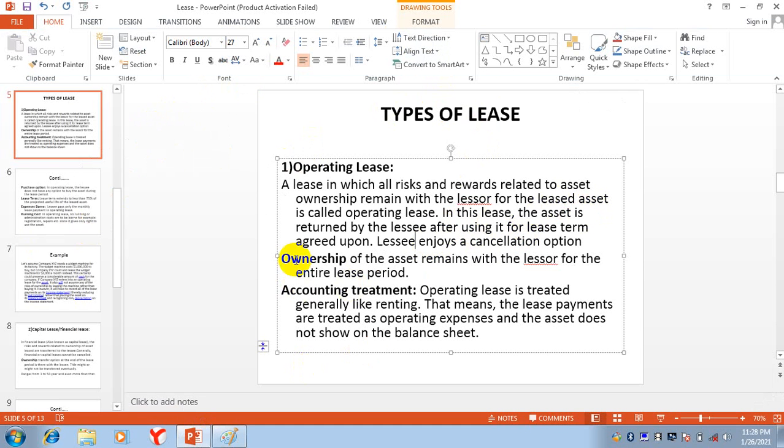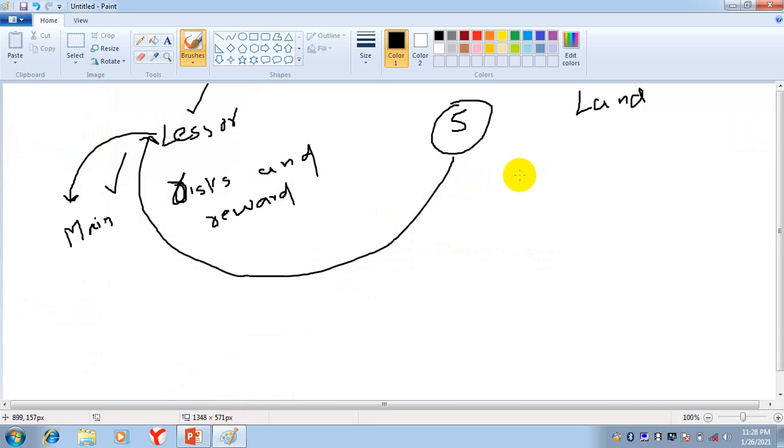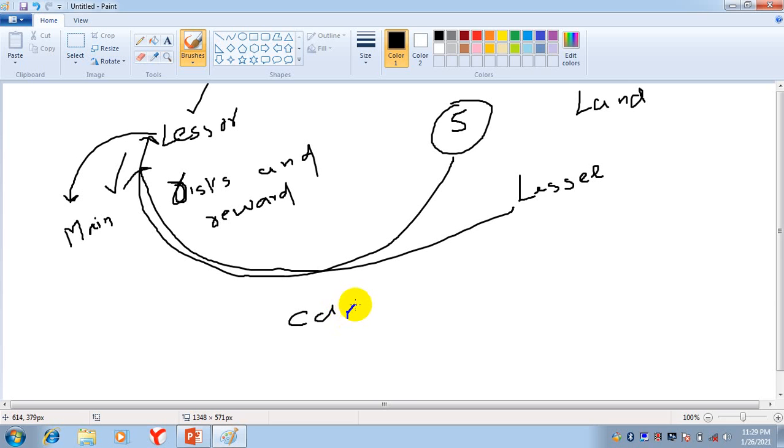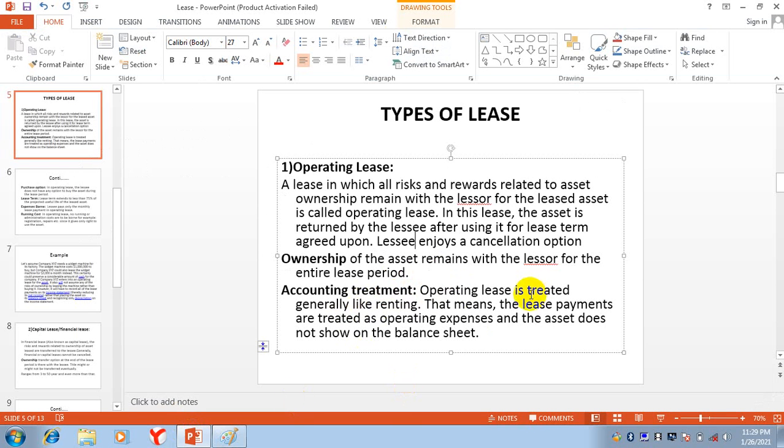In this type of lease, the asset is returned by the lessee after using it for the lease period agreed upon. Lessee enjoys a cancellation option. The third feature: the lessee can cancel the agreement at any time. If the lessee wants, he can cancel the lease contract. Lessor has no cancellation option. The cancellation option is with the lessee. So this is the third feature of this type of lease.